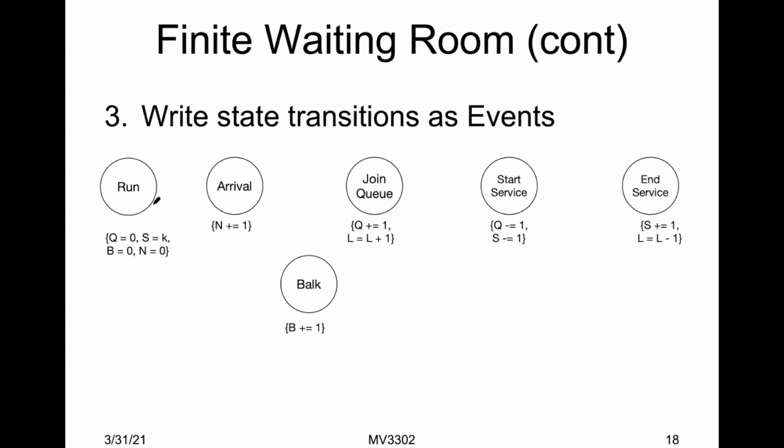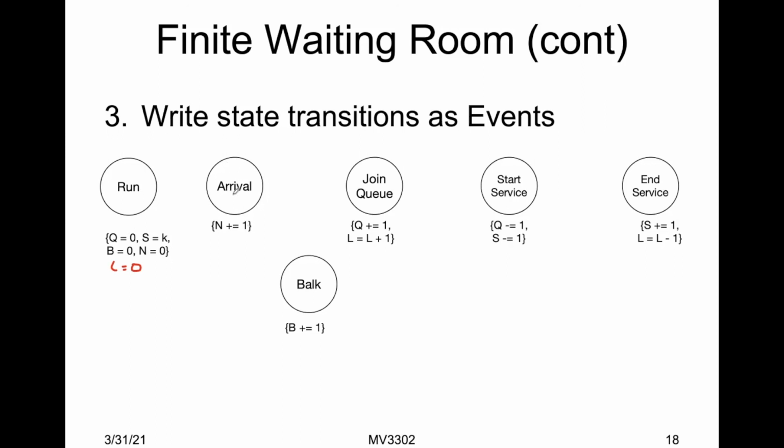But again, the first thing is to write our state transitions as events. Oh, and it looks like I did put L in, so I'd better fix that. Okay, but again, the principle is that we want to write our state transitions as events before we do anything. So we have run, which initializes our state variables.